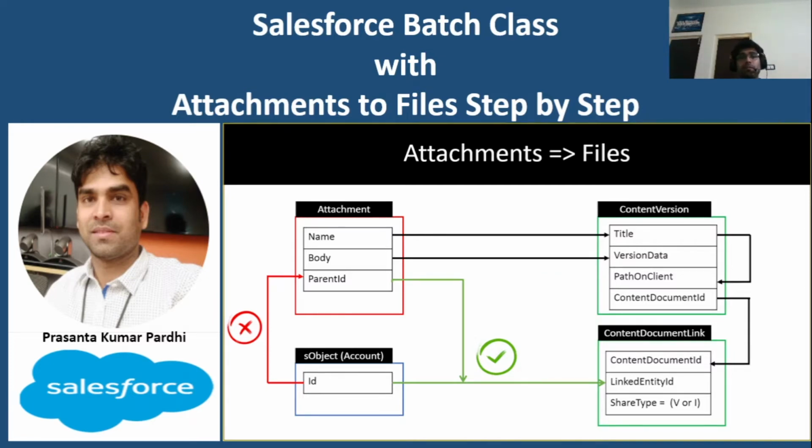Today we have a topic to discuss: how we can convert our legacy attachments into files. In the Classic days, to link any documents or images with a subject, for example account, contacts, or any custom object, we used to take the help of attachments. An attachment used to link with a subject record using the parent ID.